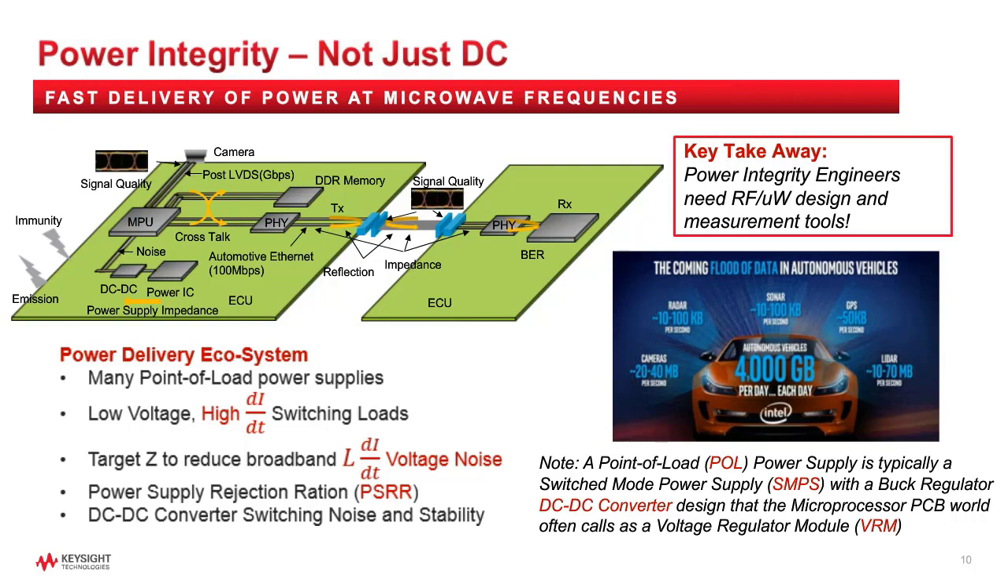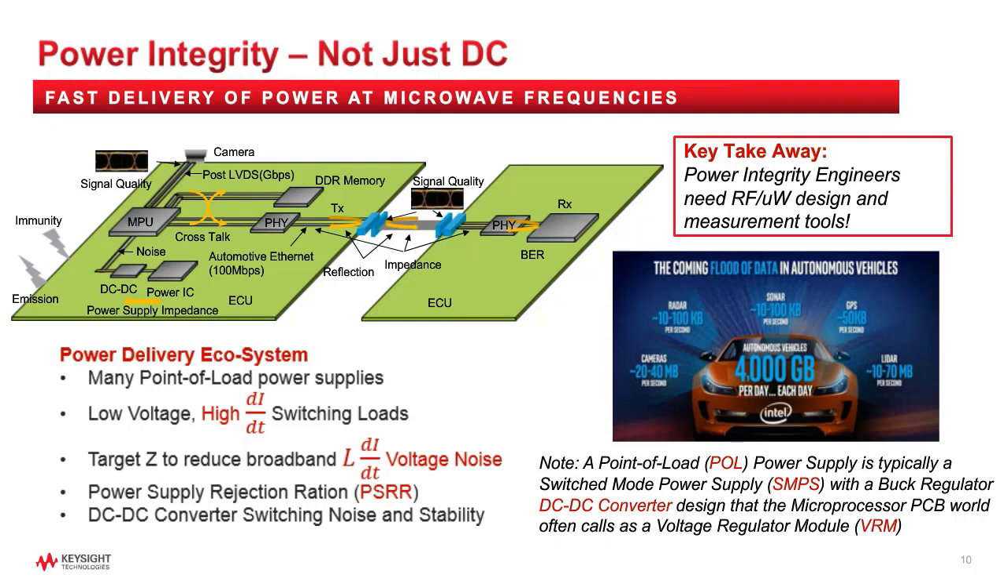High-speed digital data requires a fast delivery of power at microwave frequencies. Here is an example of a power delivery network for an autonomous vehicle. Data collection from cameras, radar, sonar, GPS, LiDAR, etc. can easily reach 4 terabytes of data per day that cannot be processed remotely and requires localized processors, DDR memory, SerDes transmitter and receiver devices, etc., each with their own point-of-load power supply.